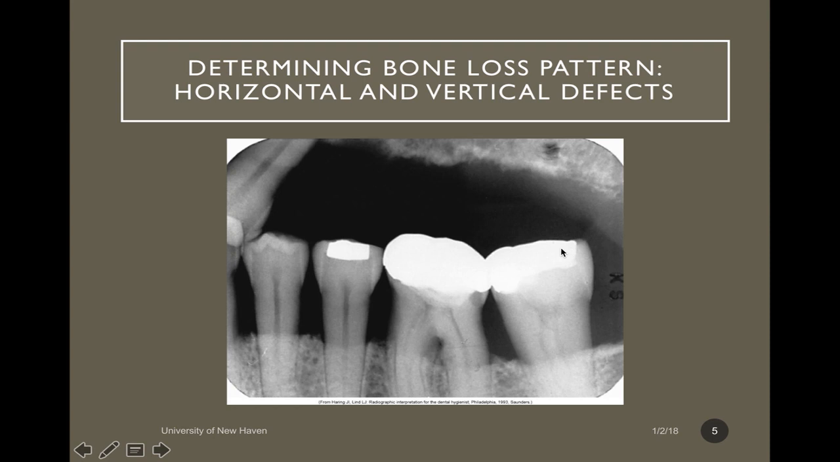So let's look at this next image here. I'm going to trace between CEJ to CEJ, and then I'm going to trace here my crestal bone. So this does not appear parallel. So this here is going to be vertical bone loss.